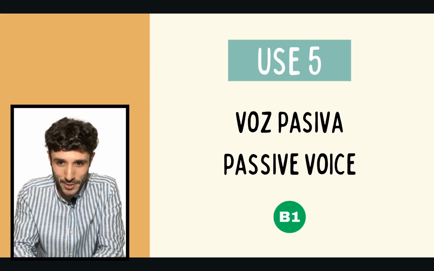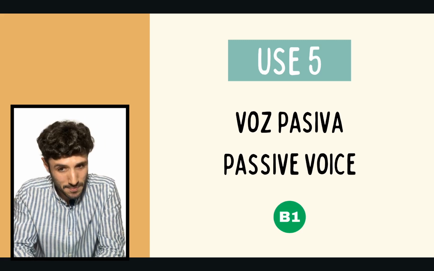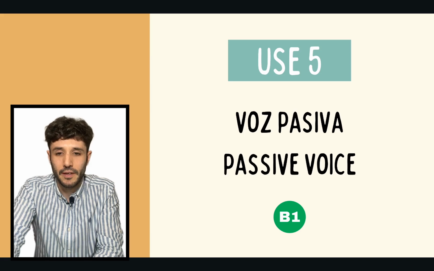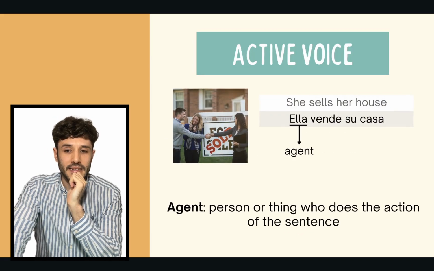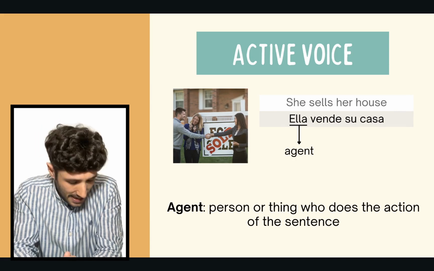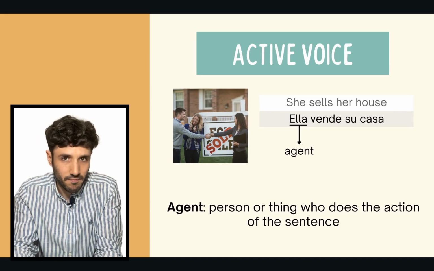Uso 5, the fifth use, passive voice, voz pasiva, okay? This is B1, I would say a little bit more advanced than the previous one, B1, B2 level, I would say. Okay, this sentence here, she sells her house. Ella vende su casa. This is an active voice sentence that is very simple, okay?